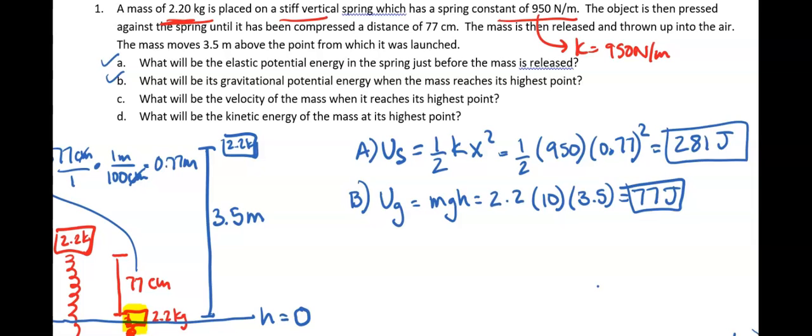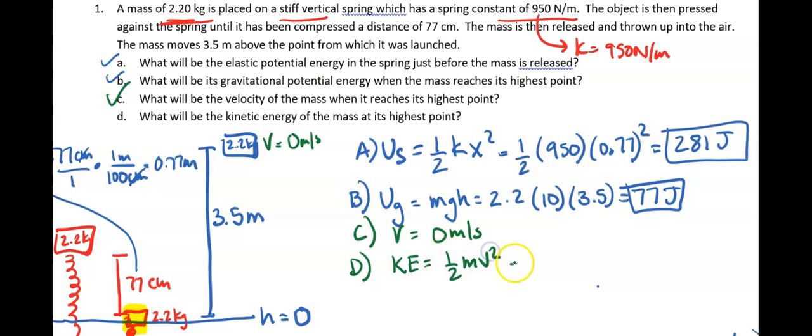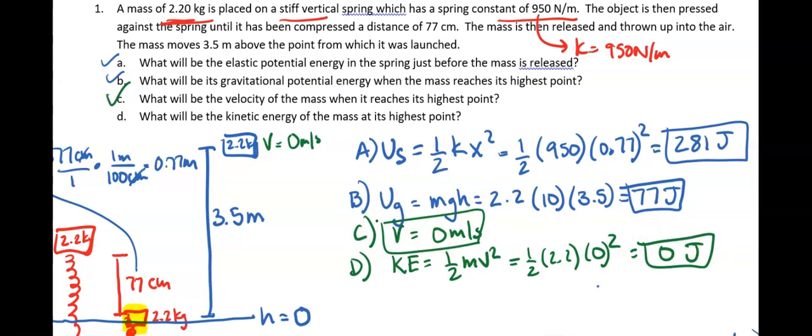For C, what will be the velocity of the mass when it reaches its highest point? Right up here, when it reaches its highest point, the velocity is 0 meters per second for a split second. So that's an easy one. Velocity is 0 meters per second. Next, what will be the kinetic energy of the mass at its highest point? My equation for kinetic energy is 1/2 mv squared. Plugging everything in, mass is 2.2 and velocity is 0, so I get just 0 joules. At the highest point, I have 0 joules of kinetic energy.